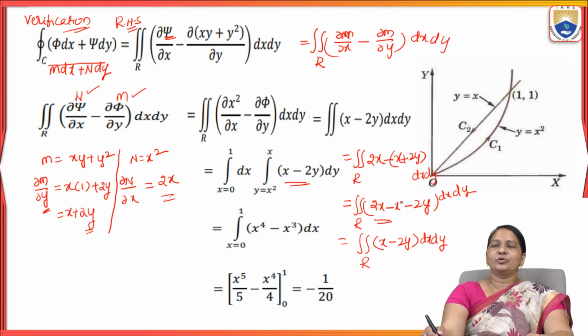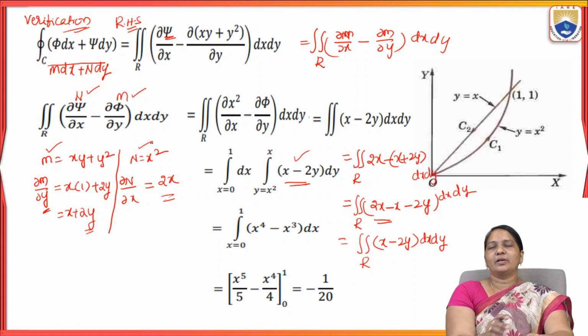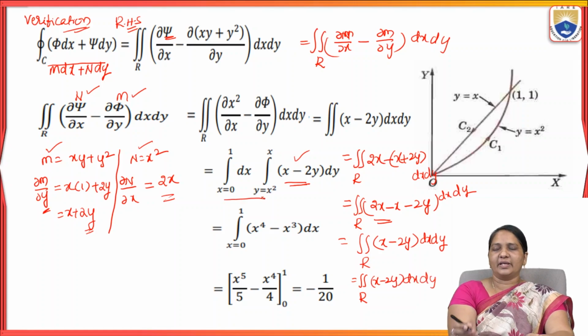We can only get this value after following this procedure; we can't get it directly. That's why we first have to find dou M by dou y and dou N by dou x, and then simplify to get the final function to integrate. So the final integral is the double integral over R of x minus 2y dx dy.